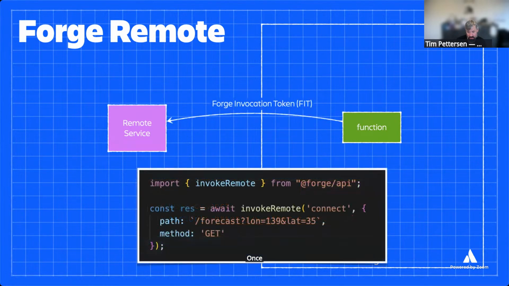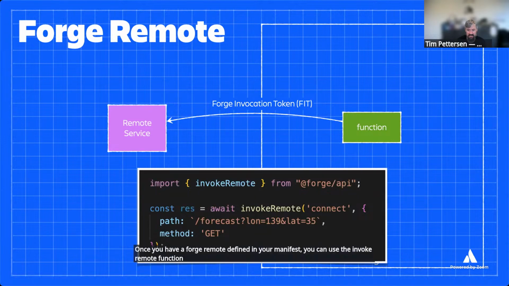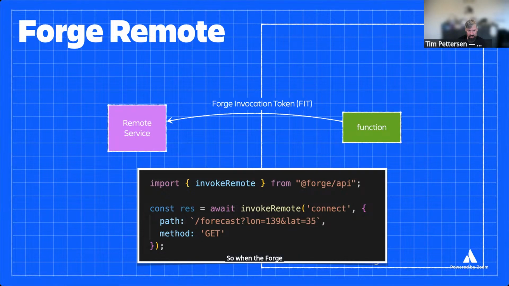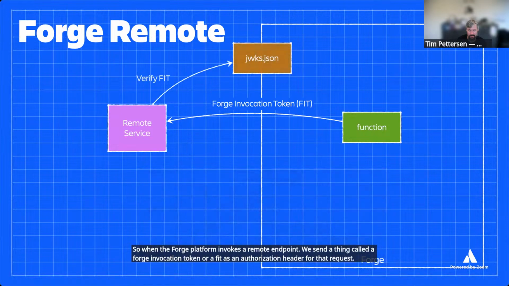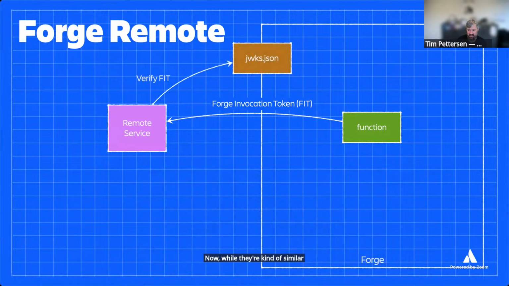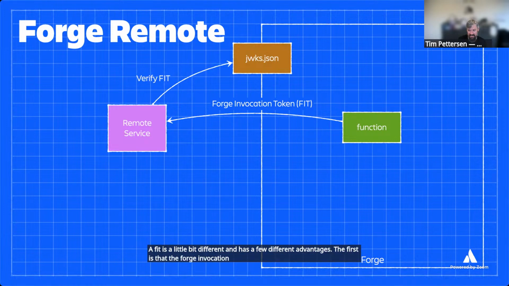Once you have a Forge Remote defined in your manifest, you can use the invoke remote function to make requests to paths that are served underneath that remote's domain. So when the Forge platform invokes a remote endpoint, we send a thing called a Forge invocation token, or a FIT, as an authorization header for that request. Now, while they're kind of similar to Connect's JWTs in a few respects, a FIT is a little bit different and has a few different advantages. The first is that the Forge invocation protocol is stateless.